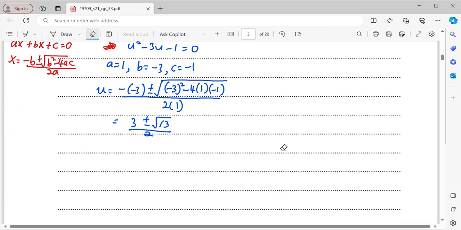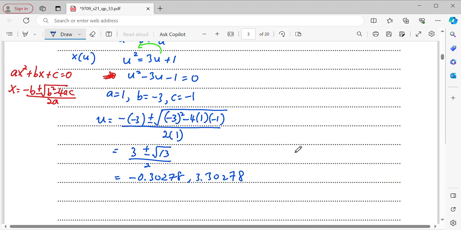Then you will get two u values, which are negative 0.30278 and another one is 3.30278. Here I give more decimal places first because that is the working.